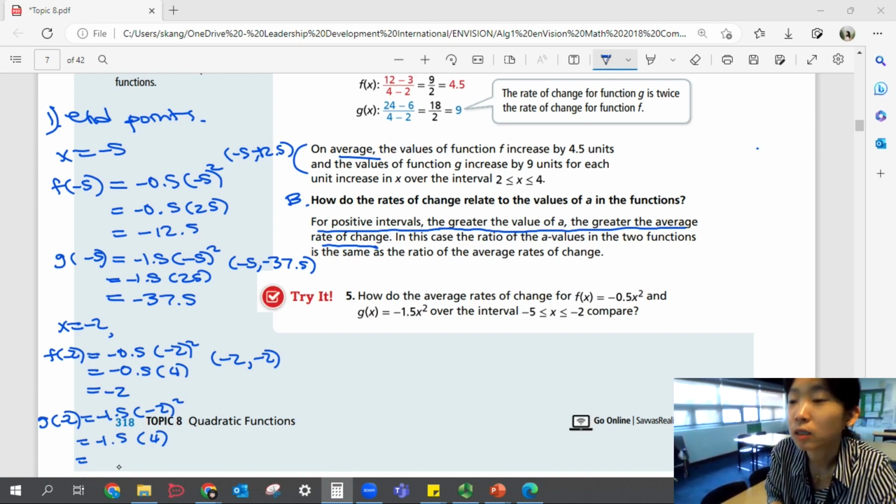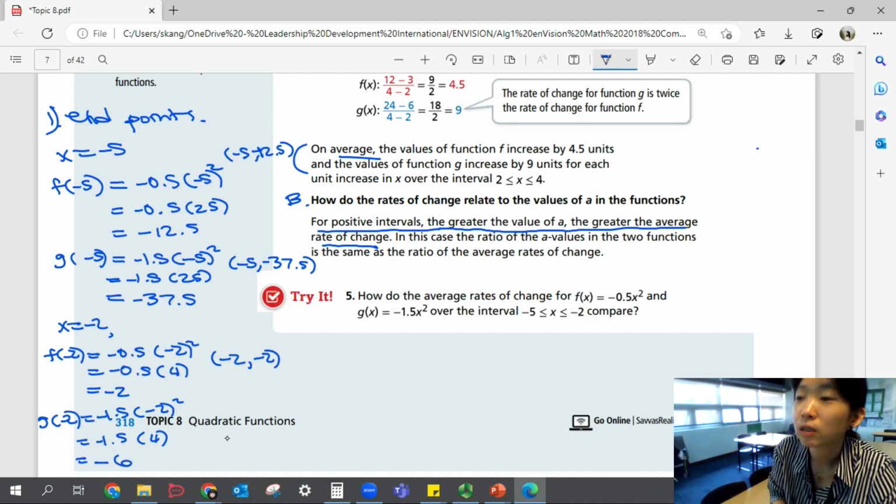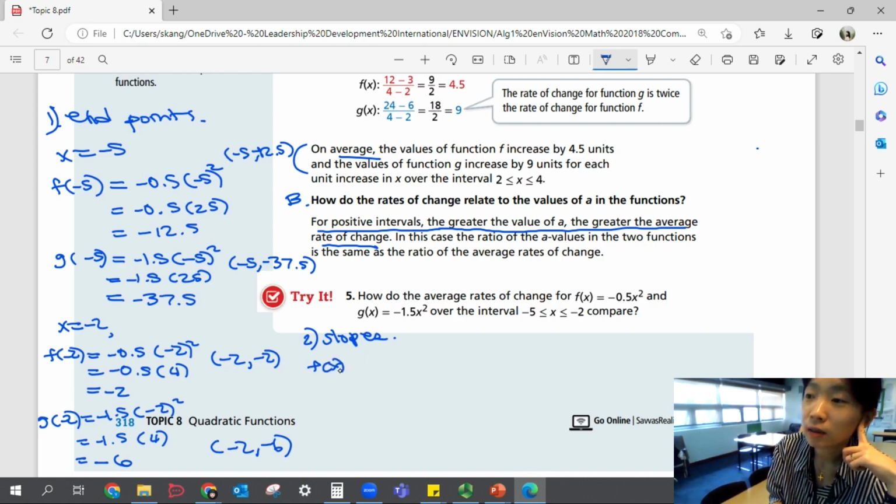Or 6, yes. So negative 6. Negative 2 comma negative 6 is another one for g of x. So then, number 2, find the slope for the endpoints, and that would be your average rates of change, right? So for f of x, we're gonna have these 2 points, negative 5 comma negative 12.5 and negative 2 comma negative 2.